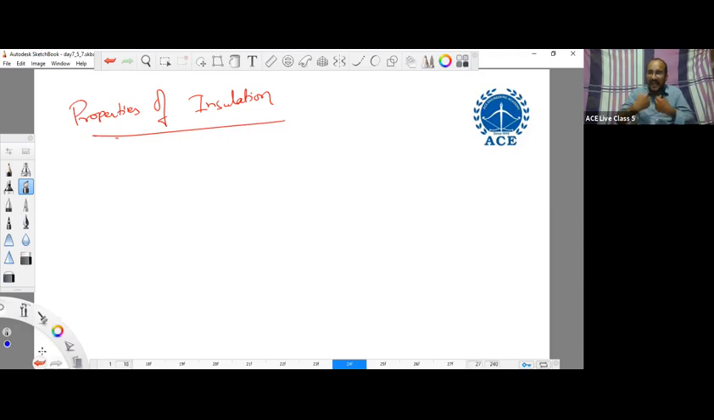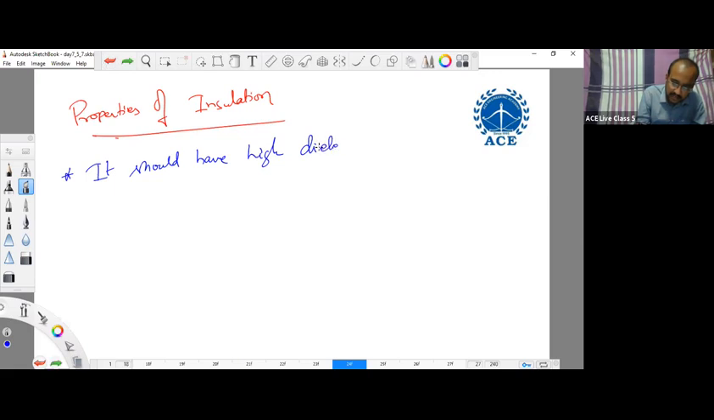What happens if the dielectric strength is low? The spacing required for contact separation will be more, so the size of the circuit breaker will become large, because you need to separate the contacts by a larger distance. That's why we should prefer insulation with high dielectric strength. If the dielectric strength is high, the spacing between the contacts is low.